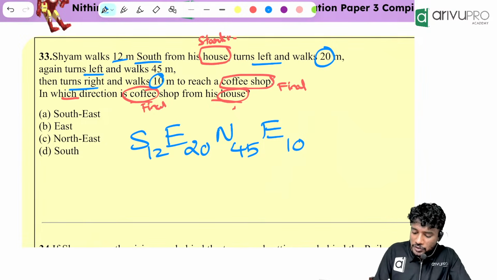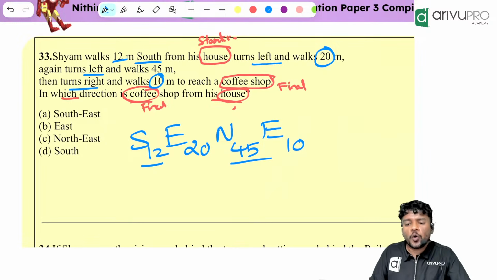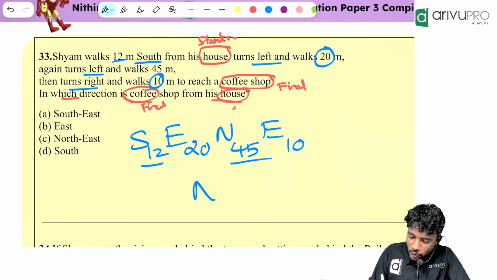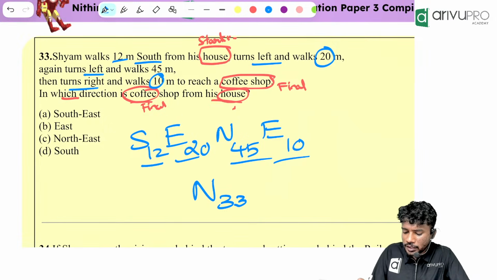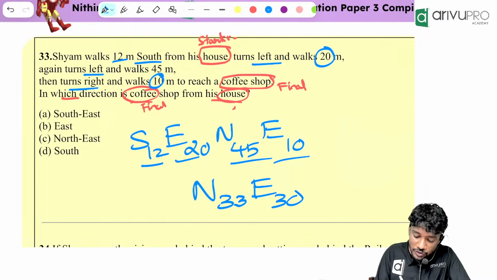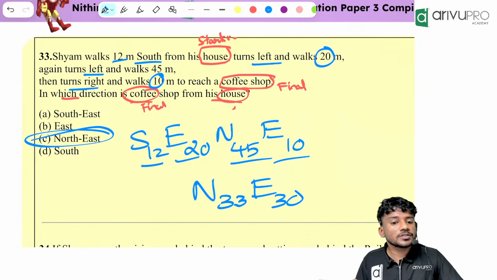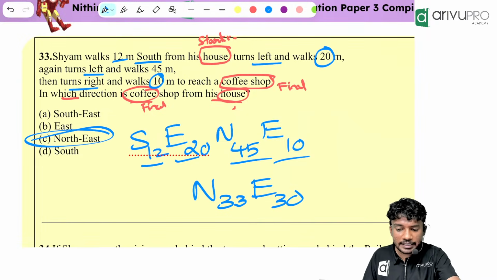Tell me. South 12 and north 45 will become what? North 33. Yes, 33. Then east 20 and east 10 will become what? East 30. So which is the answer, people? Northeast is your answer, and it is a very direct question.